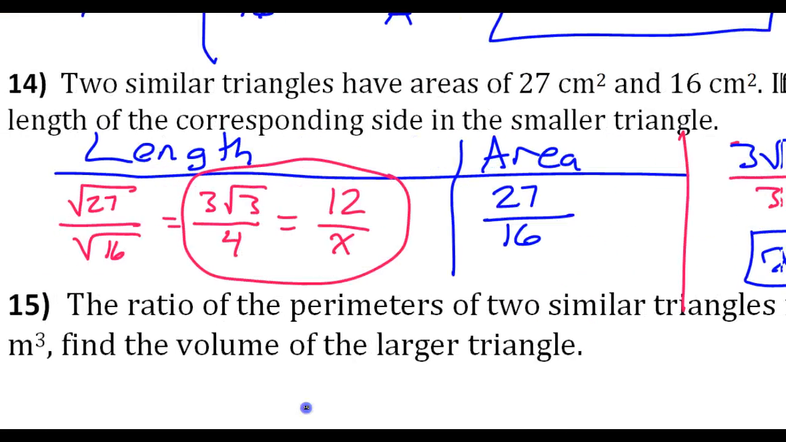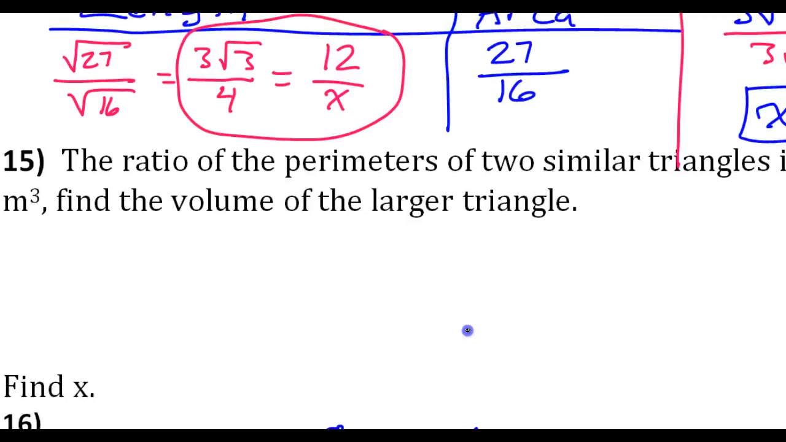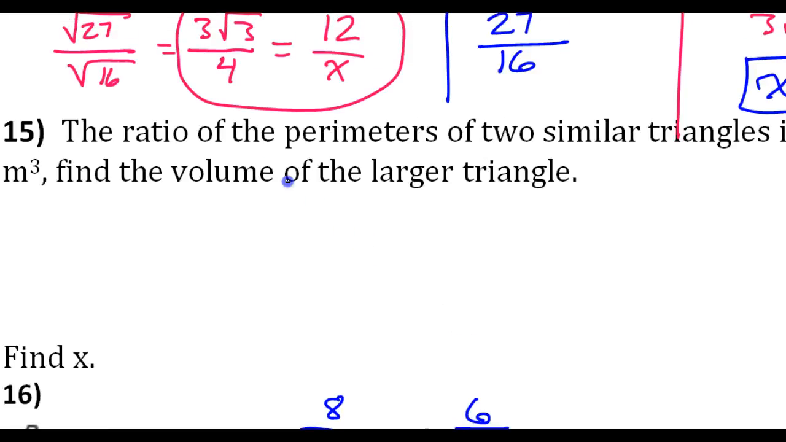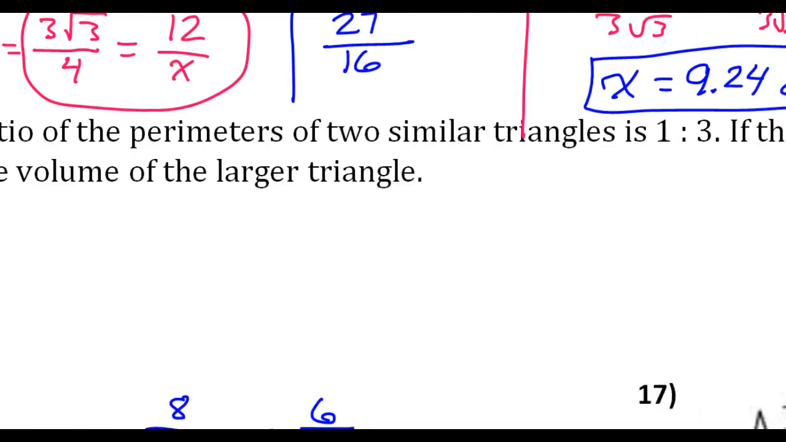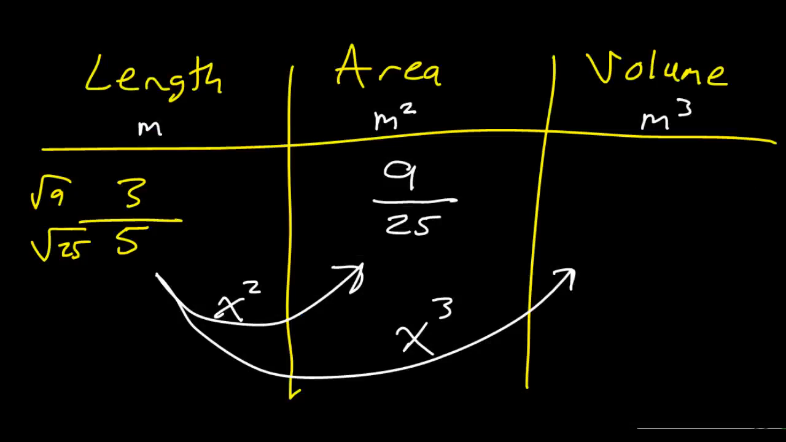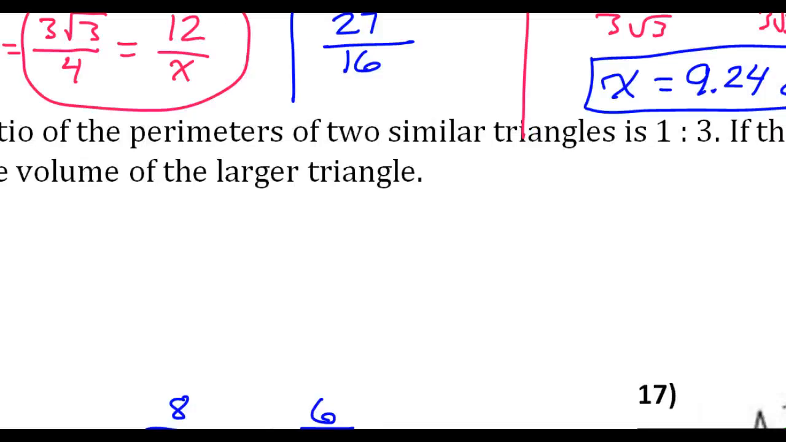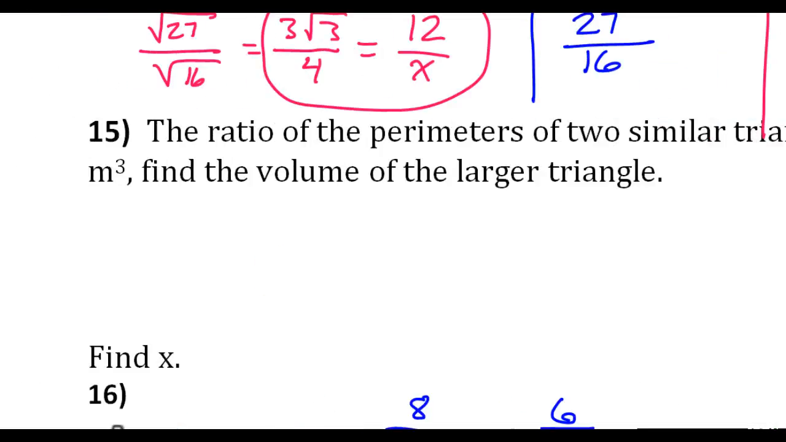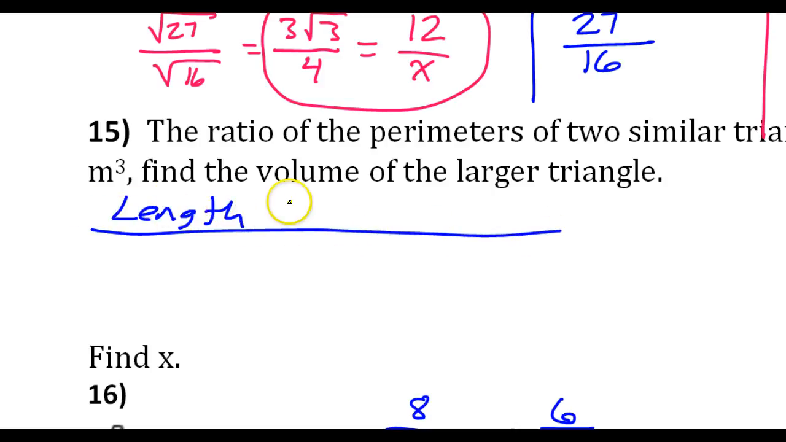All right, one more. Let's see if they're any nicer with number 15. All right, the ratio of the perimeters is 1 to 3. So when they say perimeter, are they giving me length, area, or volume when they say perimeter? Yeah, perimeter is just a length. Okay? So they're giving us the length scale factor. All right, so we have length. And then they're asking us about volume.